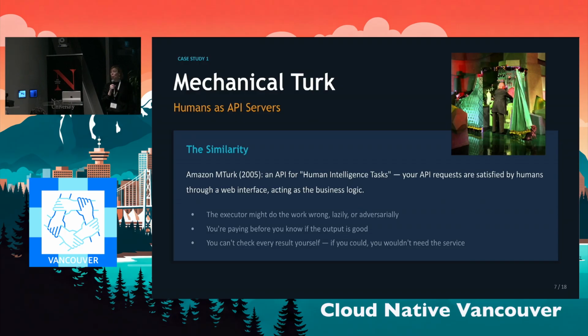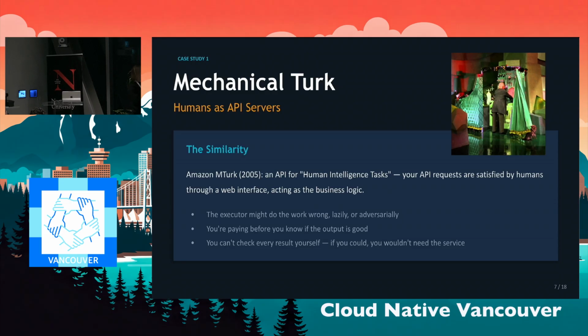What problems did people back in 2005 using Mechanical Turk run into? Well, the executor couldn't really be trusted all the time. They could be trusted some of the time, enough that you would be willing to try to get them to do work for you, probably labeling some data set for an ML model. But they could also be lazy. They could misunderstand what you asked of them and do it wrong. They could be adversarial.